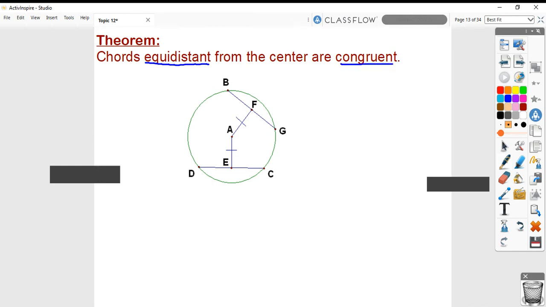Okay, congruent. Now we know what congruent means. It means that they are the same length. Okay, so here's what we're saying.